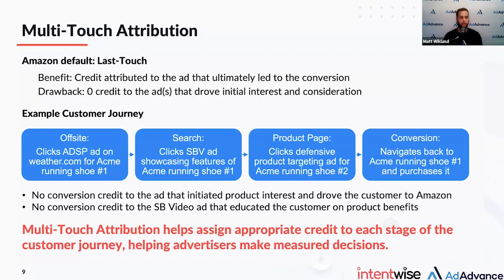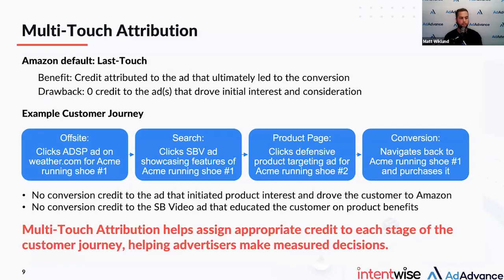So the benefit of that last touch attribution model is the credit for the conversion is attributed to the ad that ultimately drove the conversion. The last touch prior to actually purchasing the product gets full conversion credit. The drawback is that you could be running a full funnel strategy or multiple ad strategies within your account, and the ads that drove the initial interest that led them into the purchase journey and ultimately to conversion get no credit. So an example is laid out on the screen here.